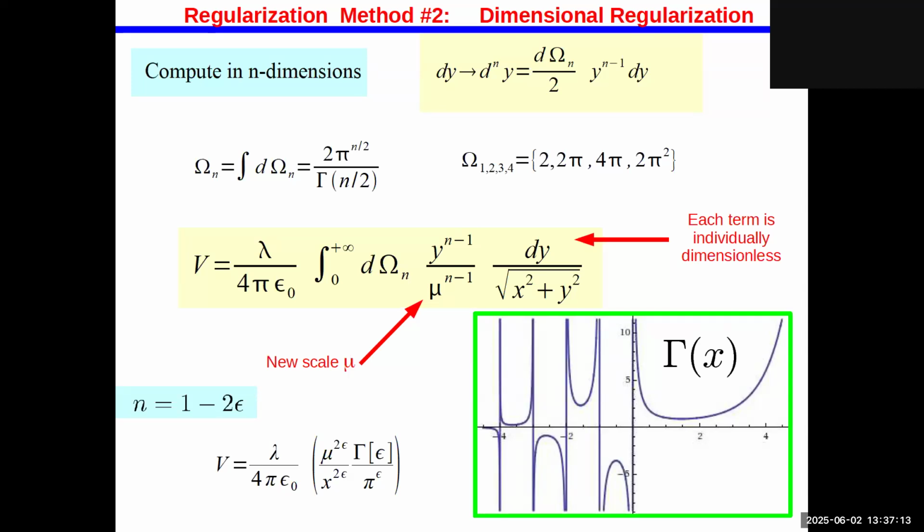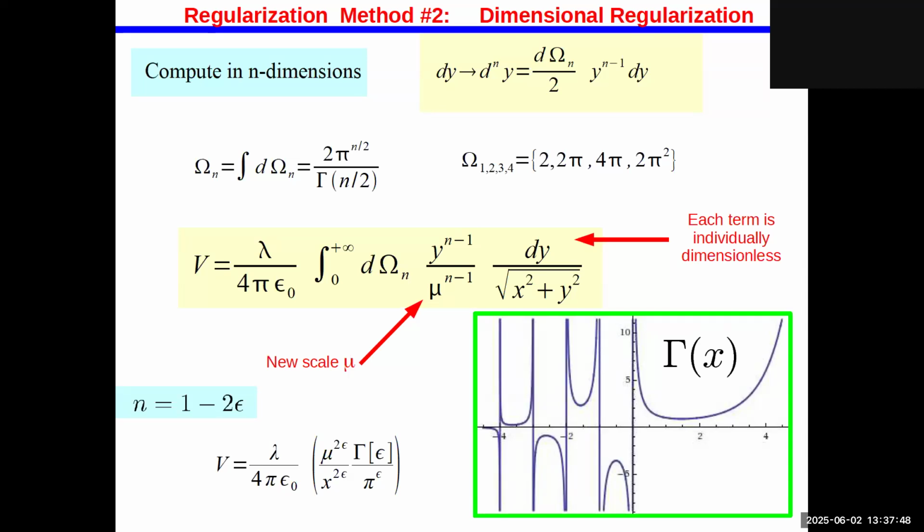Then I'm just going to do a shift here. I want to go back to n equals 1 dimension. So epsilon measures how far I'm away from 1 dimension. And if I work this out, here's what I get for the potential. Again, this has units of potential, lambda, and then I have x over mu to the power epsilon. That's dimensionless. That's why I needed the mu. I get a gamma function of epsilon, where I would like epsilon to go to 0. That gets me back to 1 dimension. But the problem is gamma of 0 is infinite, and I get a factor of pi. So I get something I can write down, but I can't take the limit.